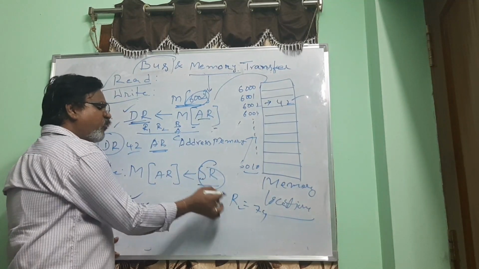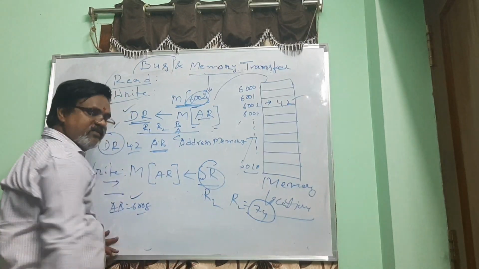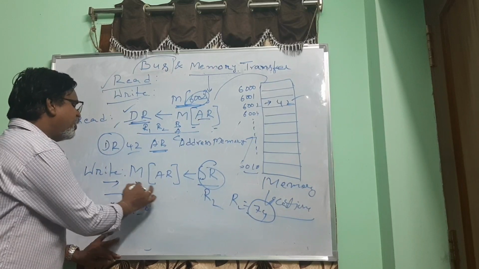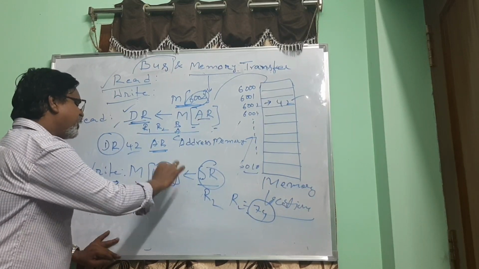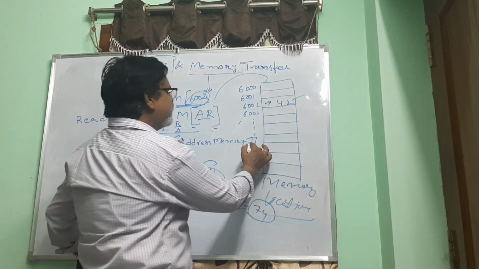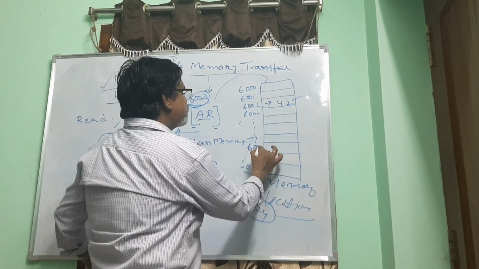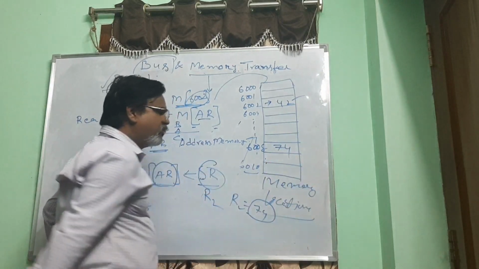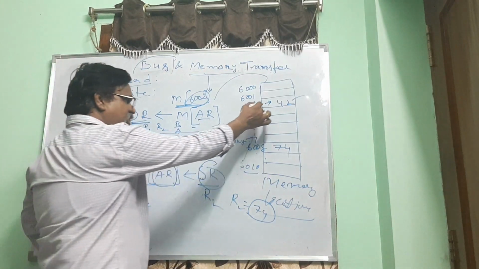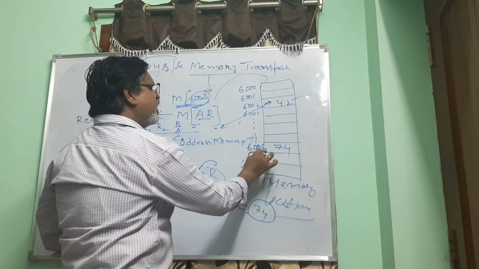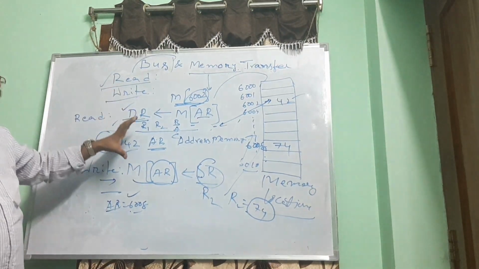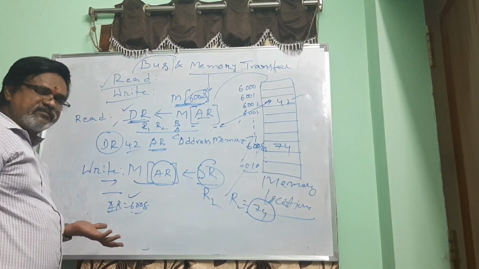It means whatever value is there in the source register, 74 in our example, will be stored in the memory location identified by the AR register. So this is 6008, and this 74 will go and get placed in location 6008. So this is the reading operation of 42, and this is the writing operation of 74 into the memory location. So these are the two memory transfer instructions.